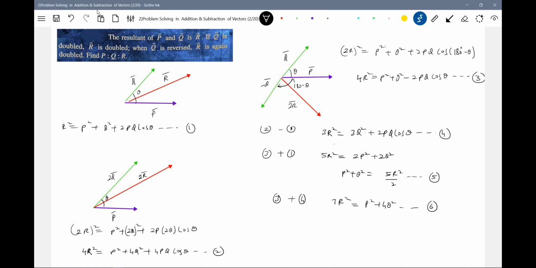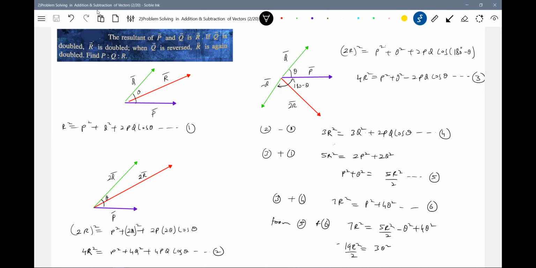So I'll substitute from 5 and 6. Let me substitute the value of P square here. So 7R square equal to P square will be 5R square by 2 minus Q square plus 4Q square. So if I send on this side, 14 minus 5 will be 19 R square by 2 is equal to 3Q square. P square plus 4Q square equals 7R square. P square plus Q square equal to 5R square by 2.